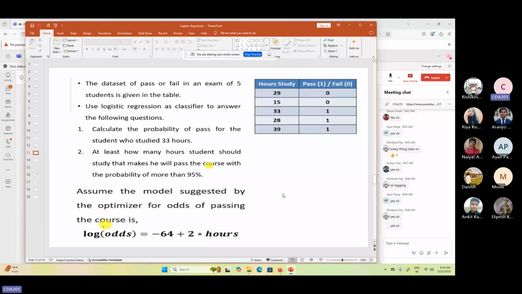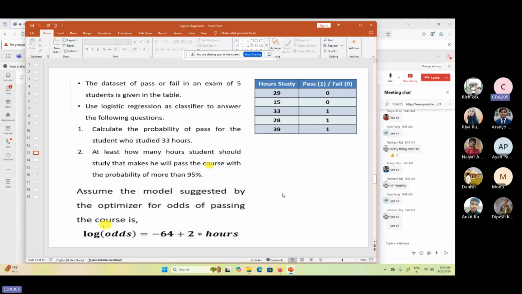Everyone try to solve this problem. The data set of pass or fail in an exam of 5 students are given in the table. Use the logistic regression as a classifier to answer the following questions. Calculate the probability of pass for the student who studied 33 hours. And at least how many hours should a student study so that he will pass the course with a probability of more than 95%.